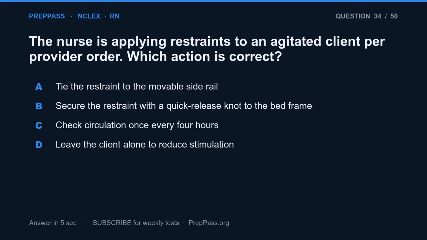Question 34. The nurse is applying restraints to an agitated client per provider order. Which action is correct? A. Tie the restraint to the movable side rail. B. Secure the restraint with a quick release knot to the bed frame. C. Check circulation once every 4 hours. D. Leave the client alone to reduce stimulation.